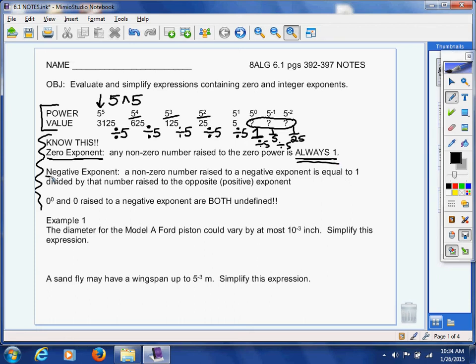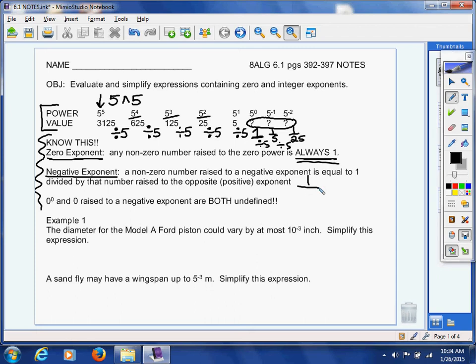All right, let's talk about negative exponents. If you have any non-zero number, and the book's real specific about making sure that the number is not 0, any non-zero number raised to a negative exponent is equal to 1 divided by that number raised to the opposite positive exponent. And I'll show you what that looks like in example 1. That's actually going to come into play.